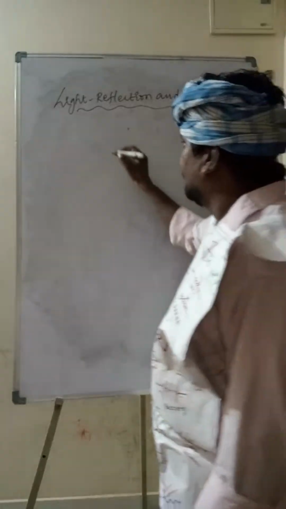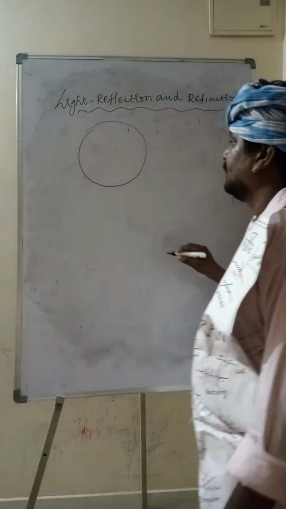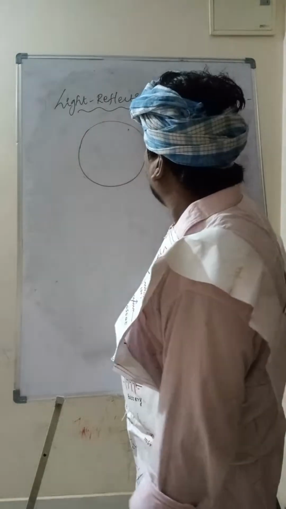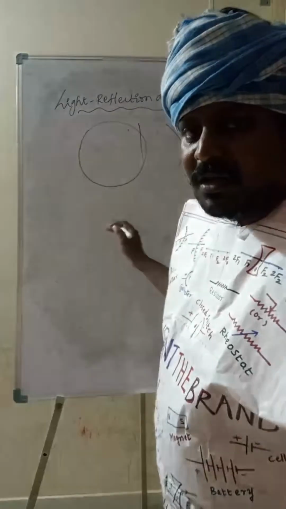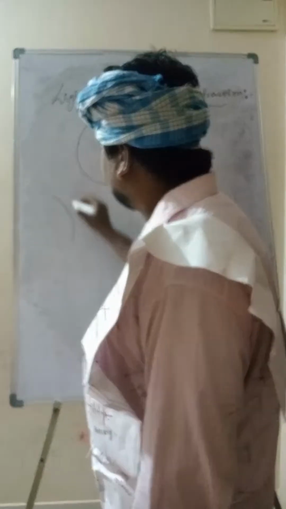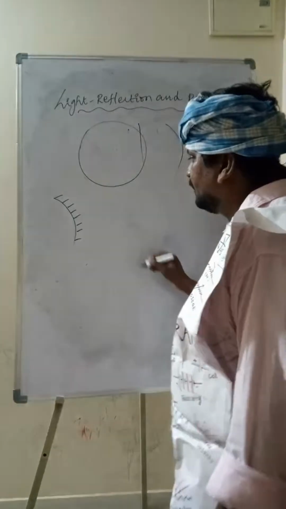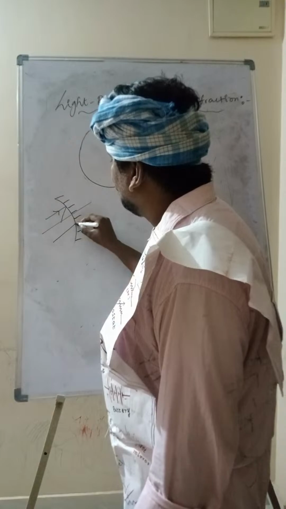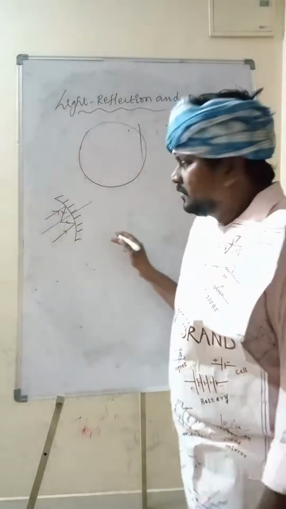Spherical mirror means I am taking a sphere, and considering a small portion of it like this. If you take a small portion, that is called curvature. It depends on reflection. If reflection takes place inward, that is called a concave mirror.